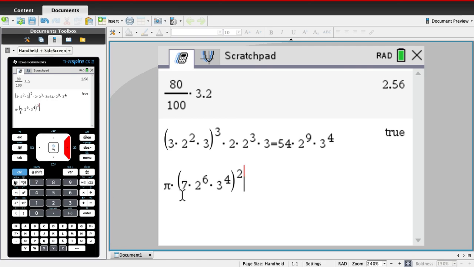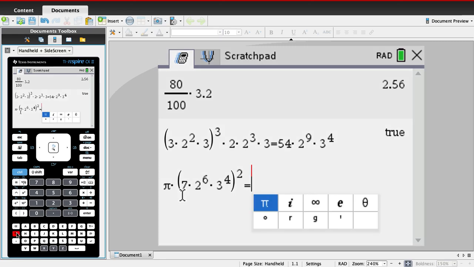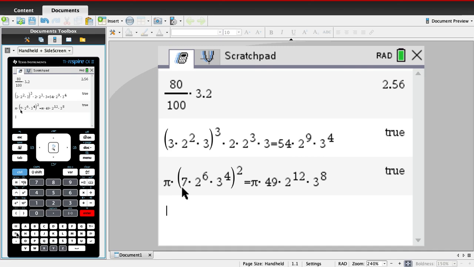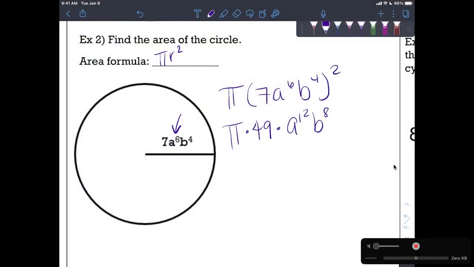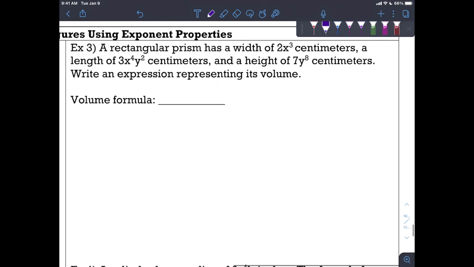And I want to know, is that the same thing as pi multiplied by 49 multiplied by 2 to the power of 12 multiplied by 3 to the power of 8. And I got a true back, telling me that this is correct math. So I'm good here. All right, let's go ahead and go over to example number 3.